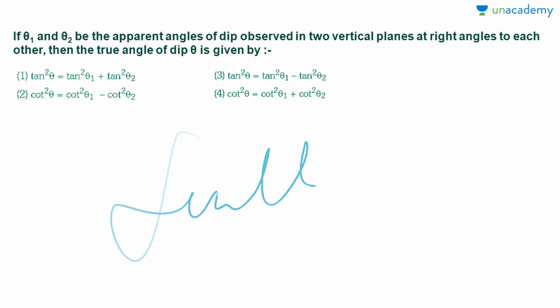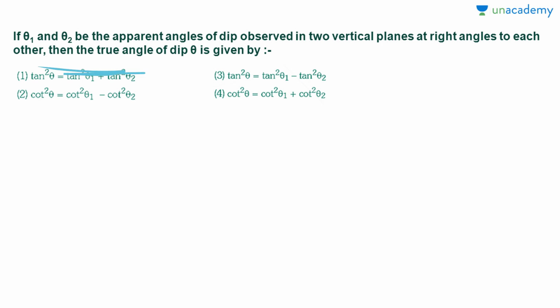If theta 1 and theta 2 are the apparent angles of dip observed in two vertical planes at right angle to each other, then the true angle of dip theta is given by, four options are given. So two apparent angles of dip, theta 1 and theta 2, are given, and they are observed in two vertical planes at right angle to each other. Then we are asking for the true angle of dip. So now let us look at the solution.